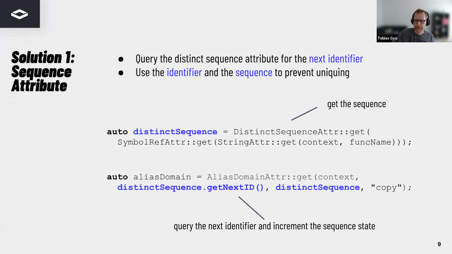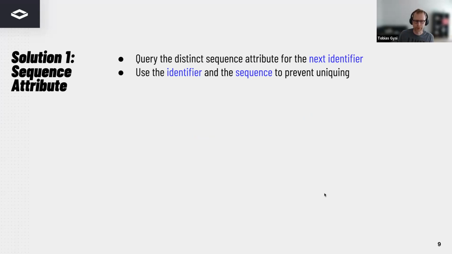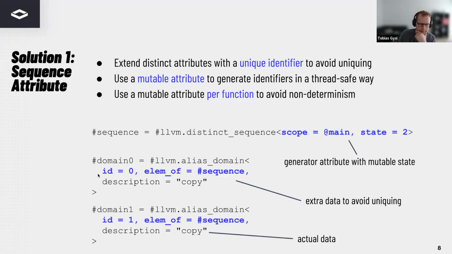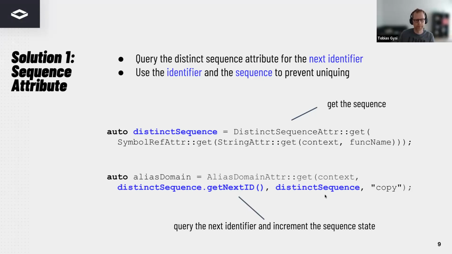So if this was 0 before, so if there was no sequence found in the storage uniquer, it will basically just return 0 and increment the state to 1. If the state is 2, like in the example I showed you before, it will return 2 and increment the 2 to 3, basically. And here, this is the distinct sequence we had in the example before. So if I briefly go back, no, sorry for that. So we have the ID and basically the sequence, and that's what we pass in here, ID and sequence.